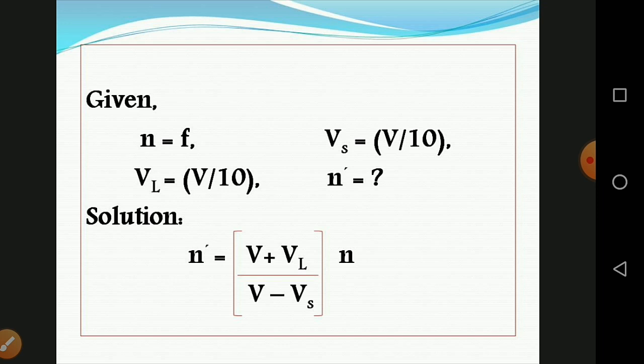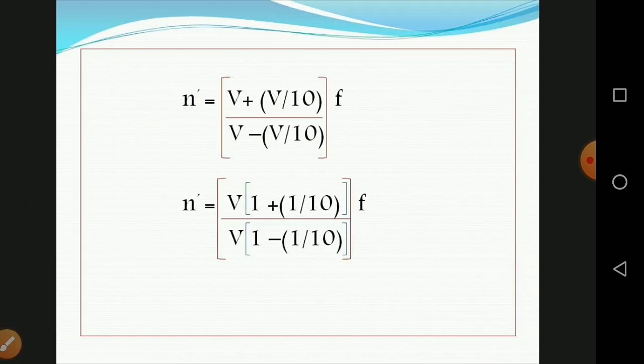So n' = (v + vl) / (v − vs) × n. And then n' is equal to... here vl is equal to v divided by 10. So (v + v/10) / (v − v/10) × f, that means n is equal to f.